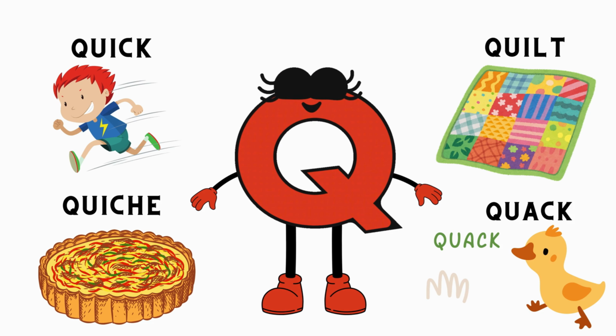The letter U is for under, unicycle, UFO, uniform.